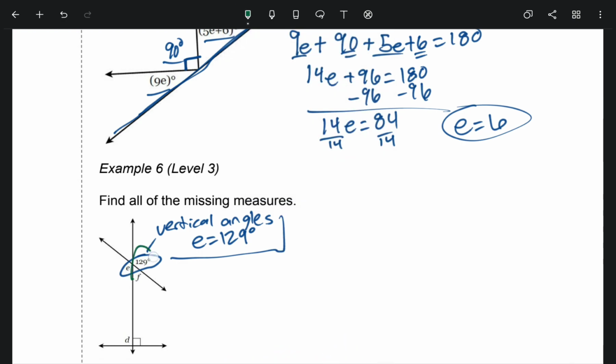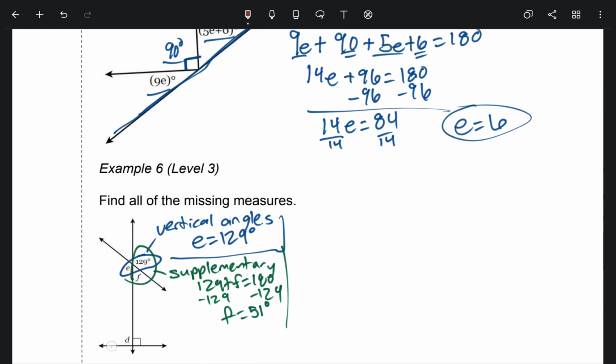Now, 129 and F. Those are supplementary. So we get 129 plus F equals 180. Subtract 129 from both sides. F is going to be 51 degrees. Okay.